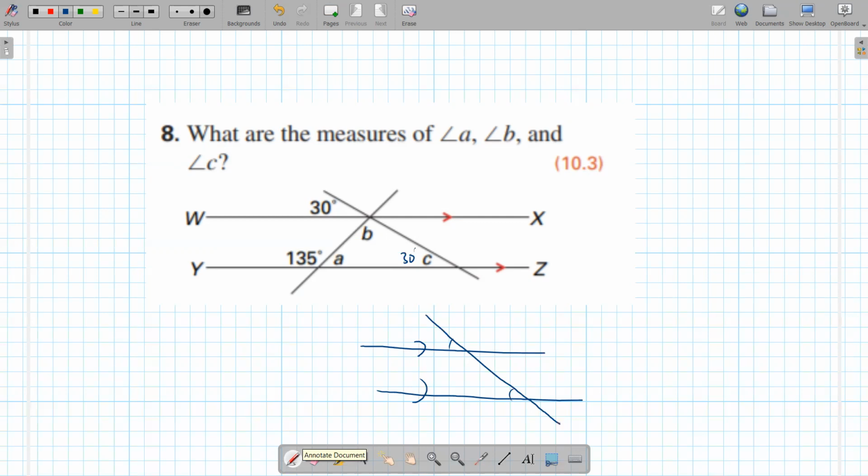Well, would it be 45? It would be. What did you do? I subtracted 135 from 180. That's right, so A is going to be 45. Now finally, what's B?